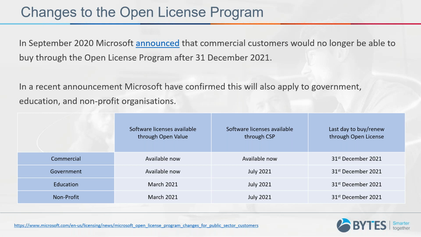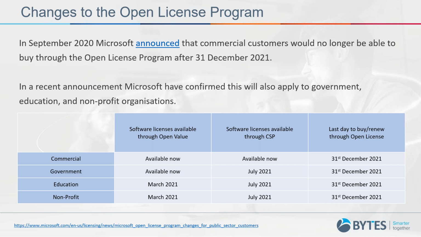So if your customers are buying perpetual software, so on premises without software assurance, you can now buy through the cloud solution provider, so CSP. That is available to you as of today for commercial customers, and then will become available in July for government, education, and non-profit, as you can see on screen.